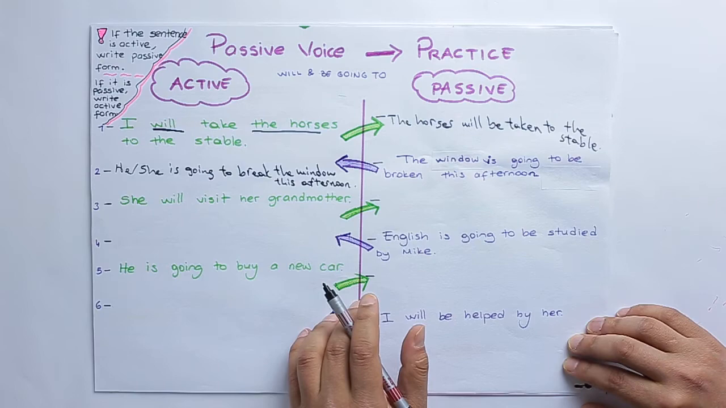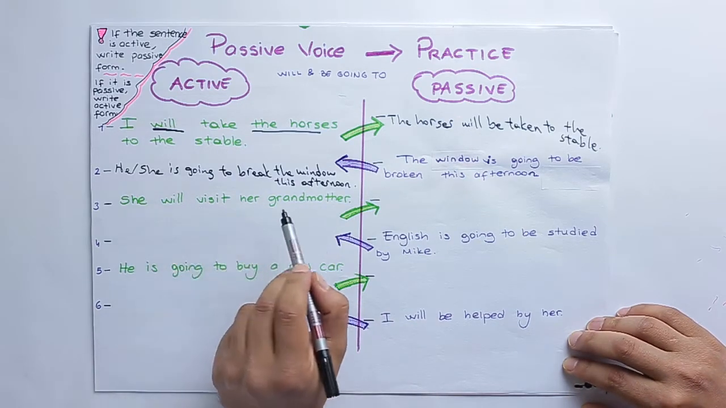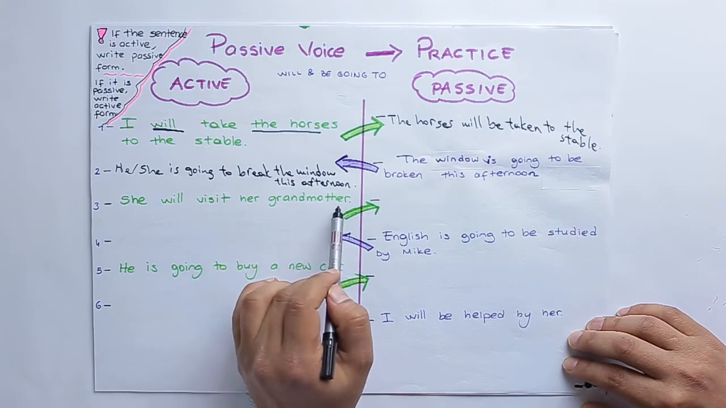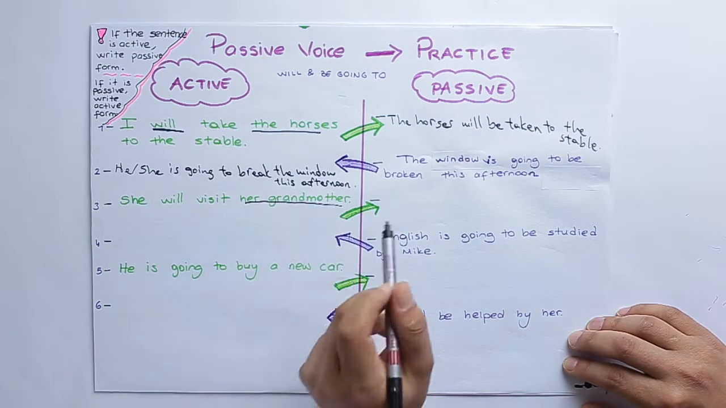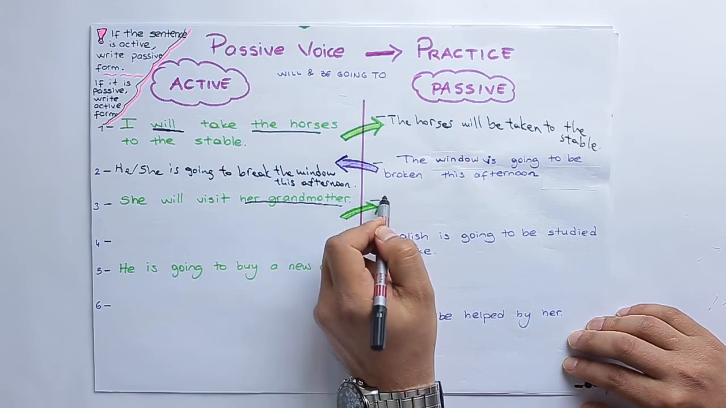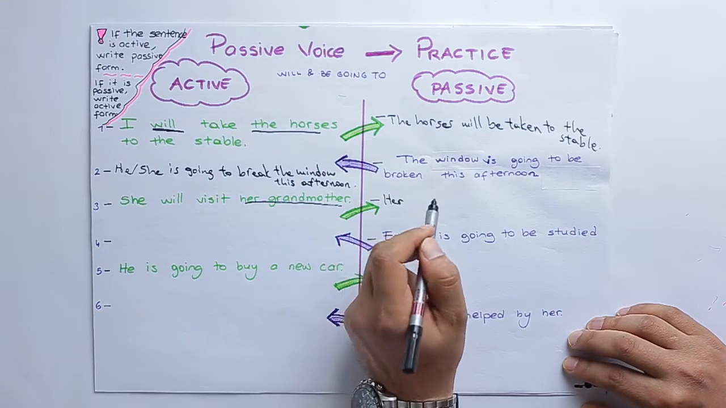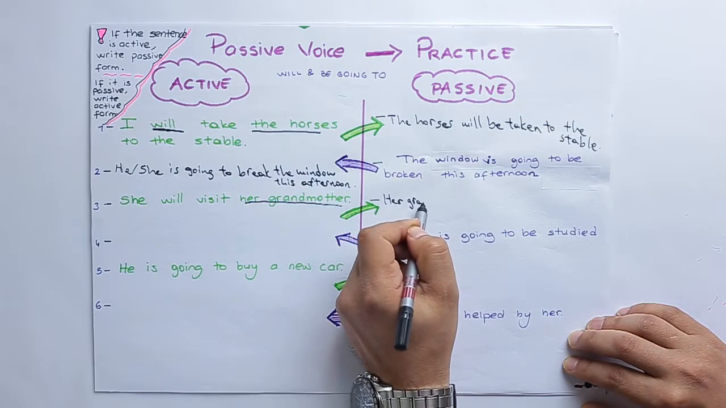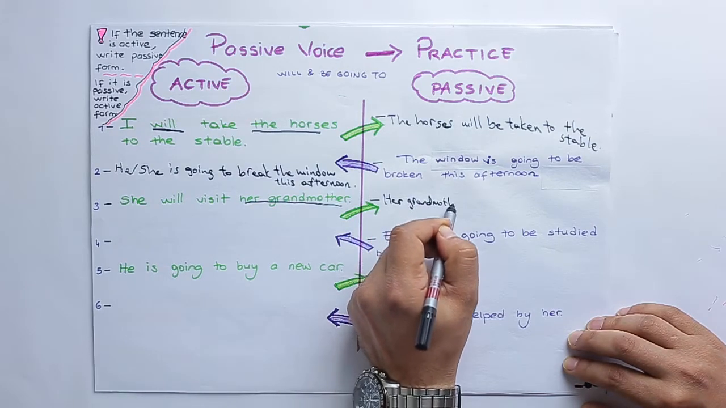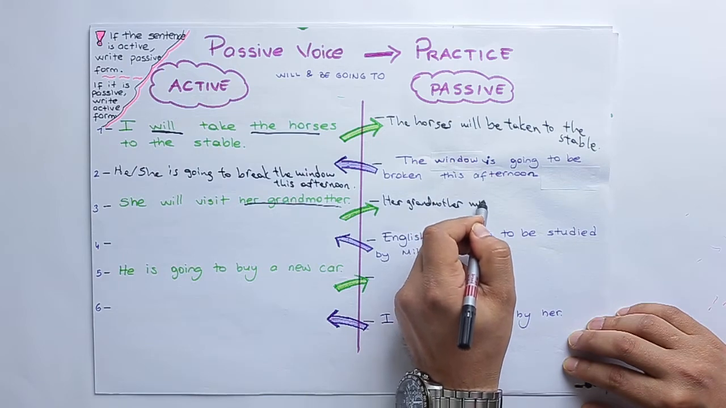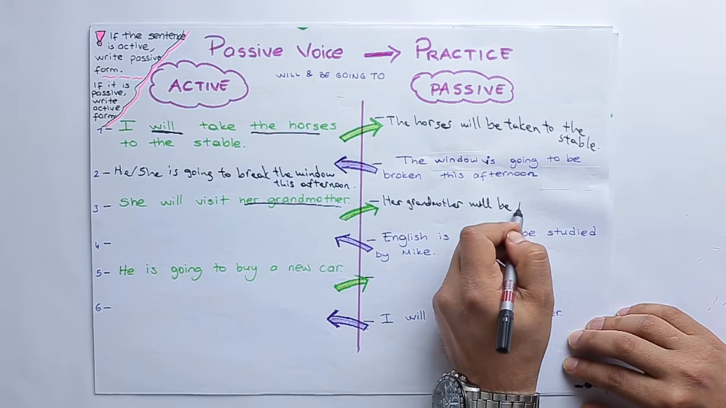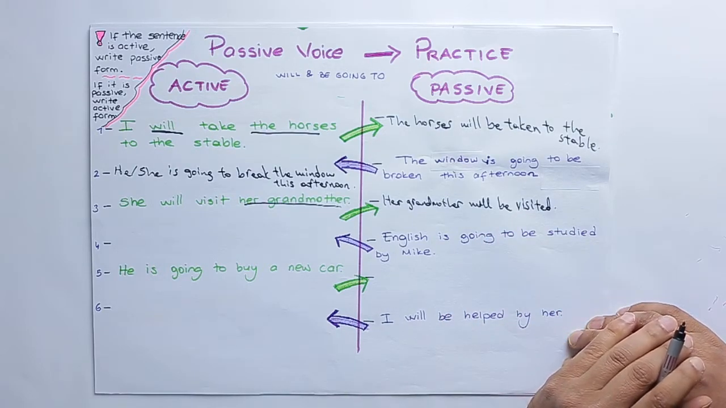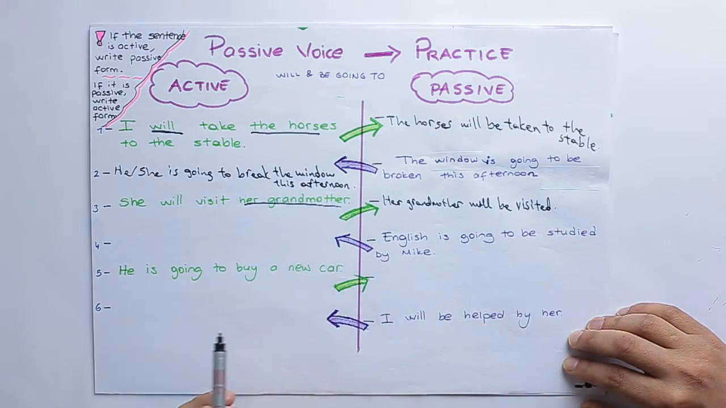Number 3. Now there's an active sentence. We are going to change it into passive. She will visit her grandmother. That's our object. It means that her grandmother will be the subject of the passive sentence. Her grandmother will be visited. Will be past participle, verb 3. If you want to add, you can also add by her.